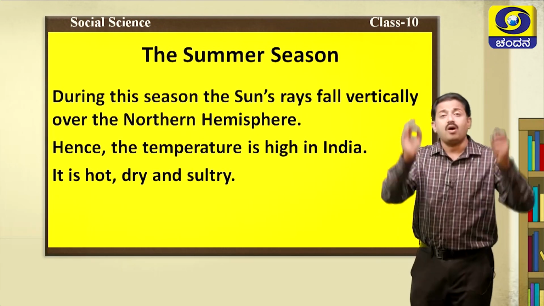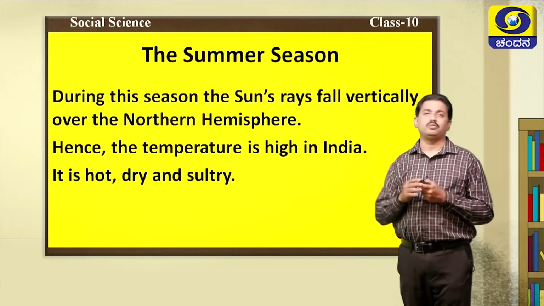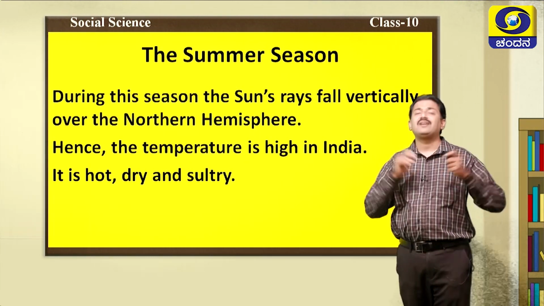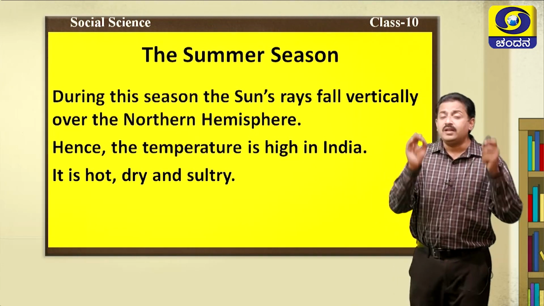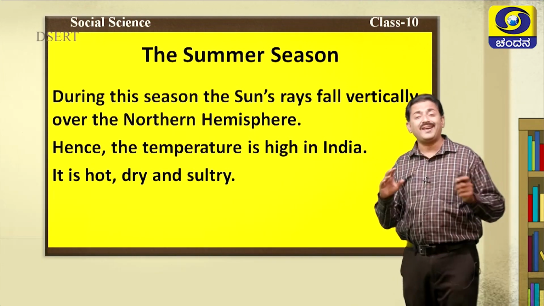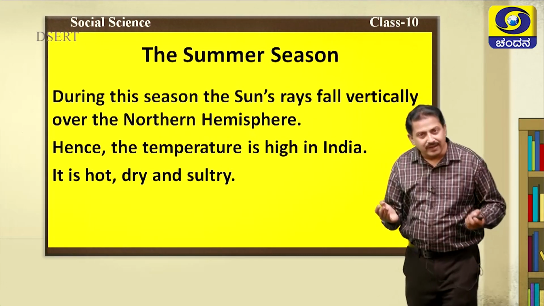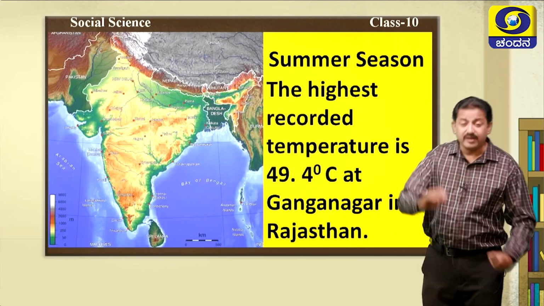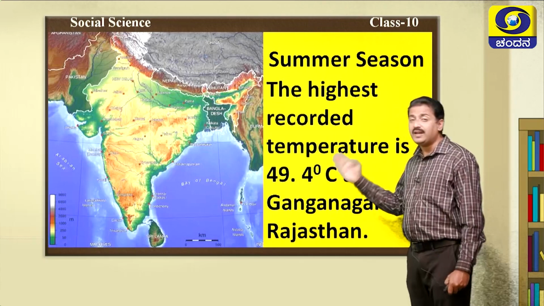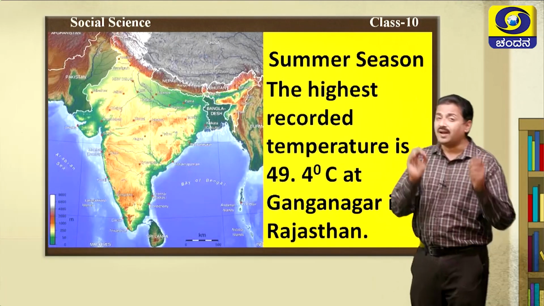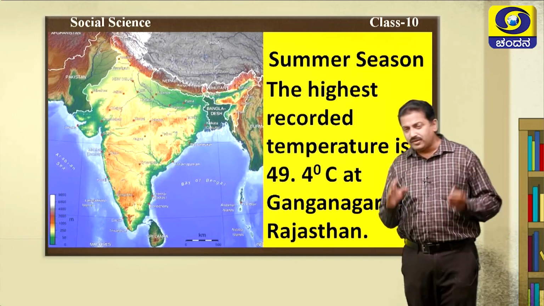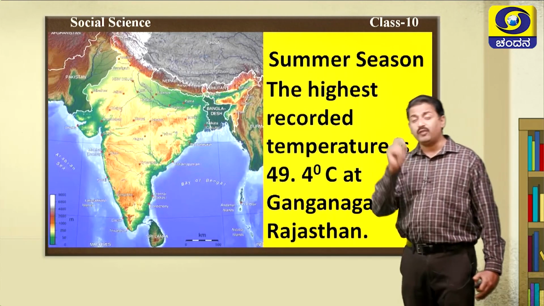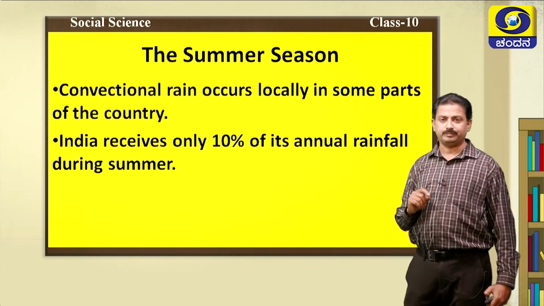Since we receive vertical rays of sun on the northern hemisphere, temperature goes high. At that time, India will experience hot, dry and sultry type of weather condition. Summer season has recorded highest temperature, that is 49.4 degrees Celsius at Ganganagar in Rajasthan. There is a place called Ganganagar in Rajasthan which has the recorded highest temperature, that is 49.4 degree Celsius.